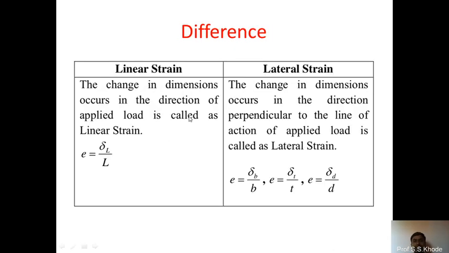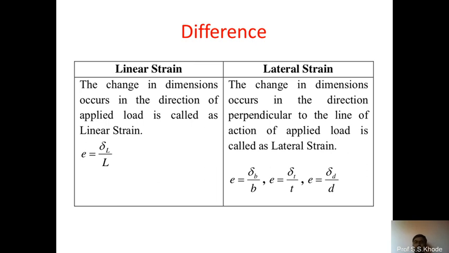Next, what actually is the difference between linear strain and lateral strain? Most of the students are confused about this. When the change in dimension occurs in the direction of applied load, it is called linear strain, and it is denoted by E is equal to delta L upon L. But when the change in dimension occurs perpendicular to the line of action of applied load, then it is called lateral strain.